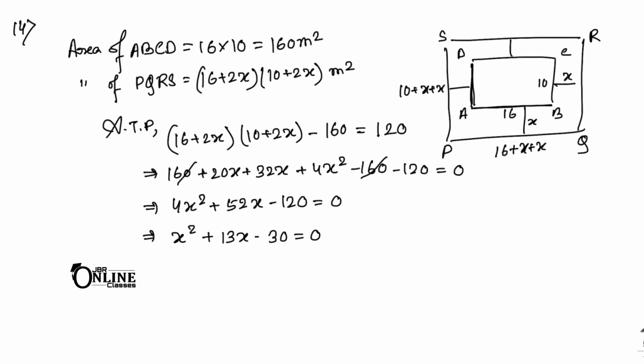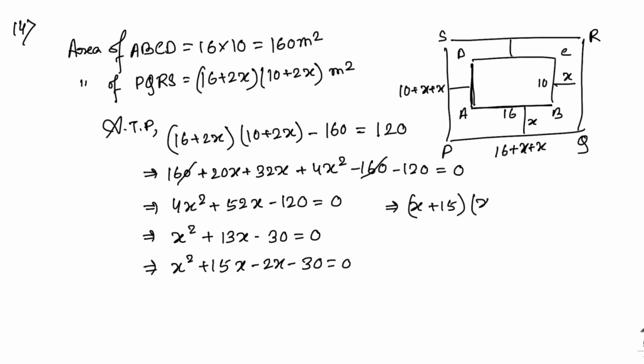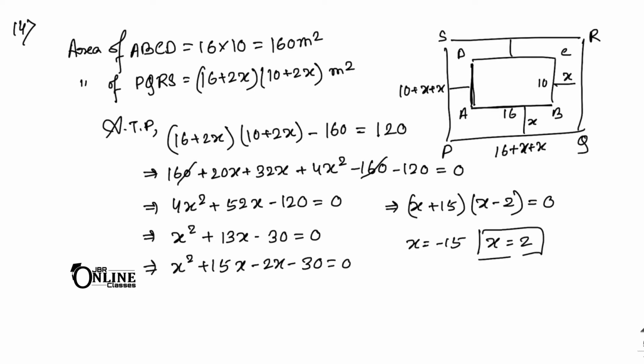Now next one, we have to solve this equation. So to solve this equation, you can apply middle term factorization method. So it will be x square plus 15x minus 2x minus 30, and from that you can find out the factors, that is (x plus 15) and (x minus 2), that equal to 0. So either x equal to minus 15, which is not possible because x is the width of the walk. So next one, x equal to 2. So that is your final answer. x equal to 2 is your final answer.